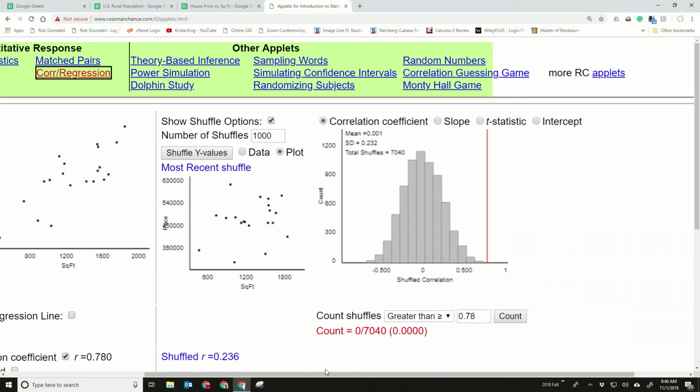This is our sample. Later on, we could talk about doing a confidence interval for rho. How confident are we that rho is 0.5 or 0.6 or 0.7? And we could build a confidence interval that way. But for right now, let's just stick with determining whether or not there is a positive association in this case. And this is very strong evidence that rho is definitely greater than 0. It would be very unlikely to get what we saw, or more extreme, if in reality house prices and square footage had no association whatsoever.